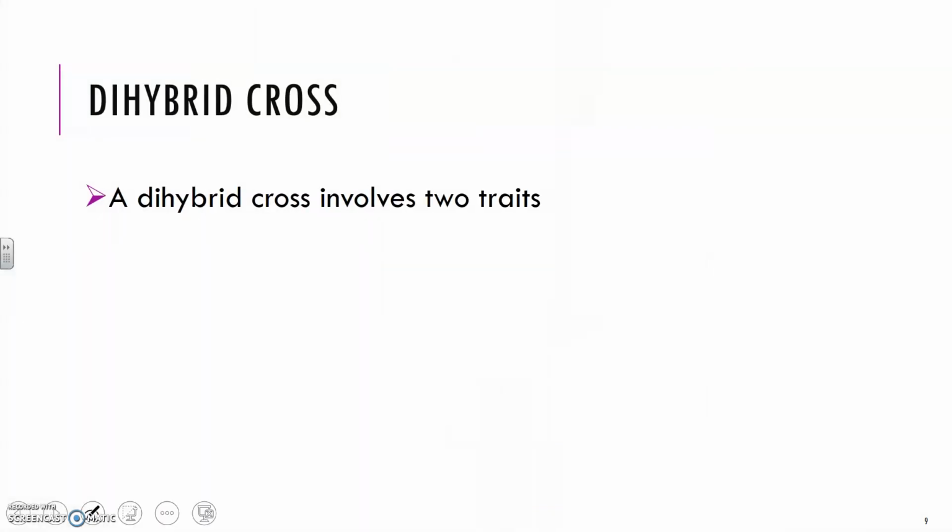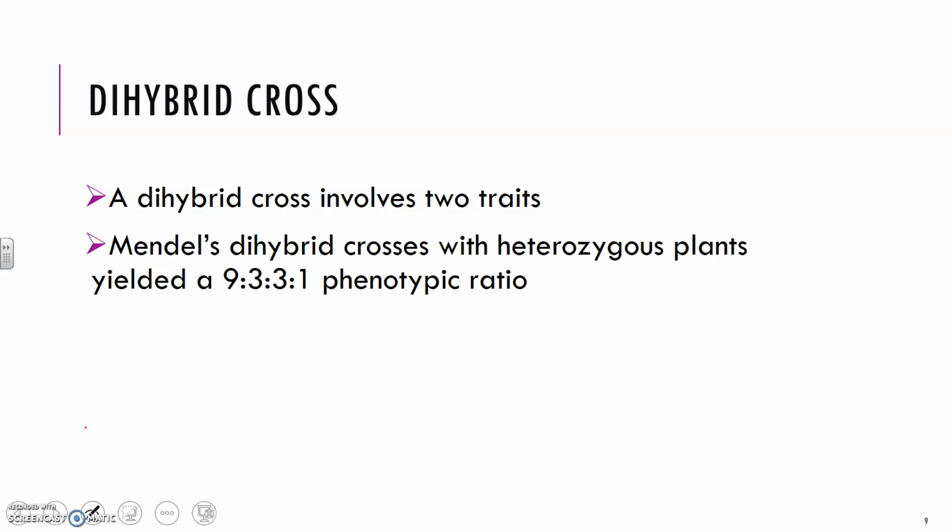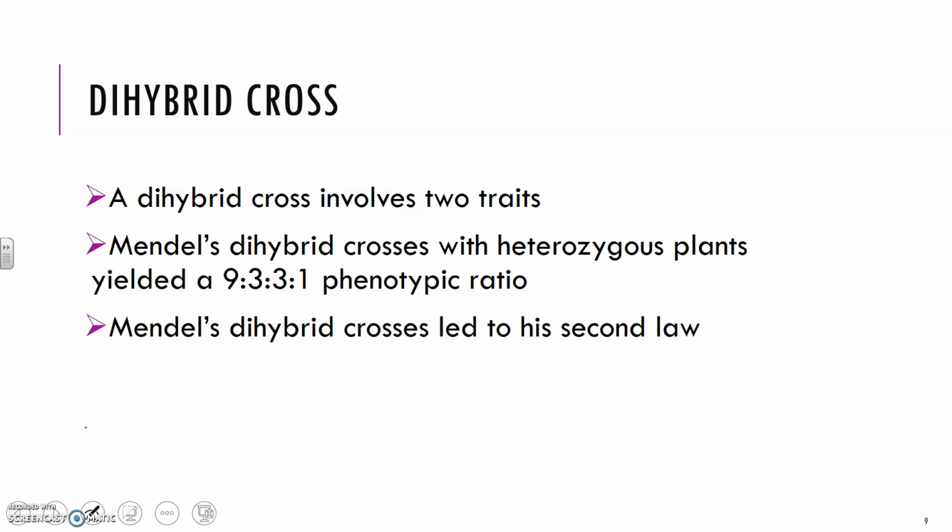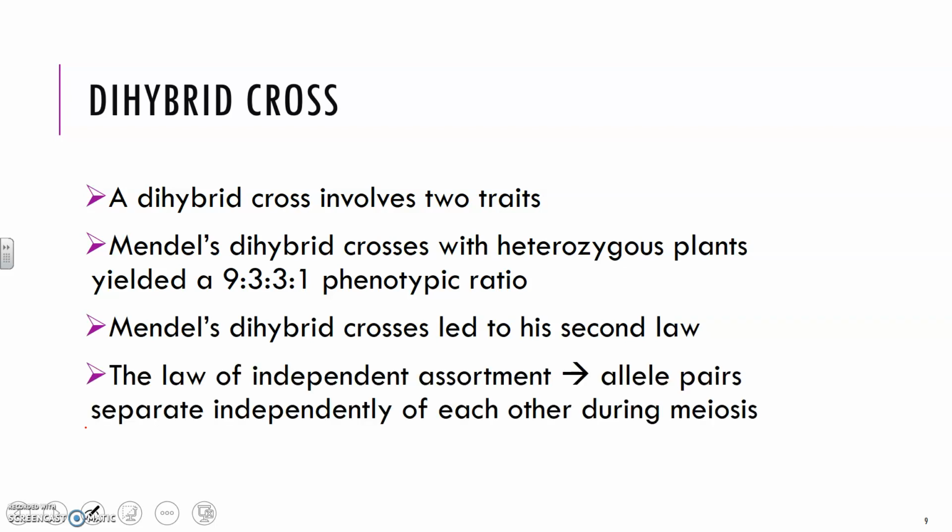All right. So now we're going to take a quick look at dihybrid crosses. This is when you start involving more than one trait. You're looking at two traits at once. Mendel actually did dihybrid crosses with heterozygous plants, and he got a 9:3:3:1 phenotypic ratio. This actually led to his second law, and that is known as the law of independent assortment. So allele pairs will separate independently of each other during meiosis.